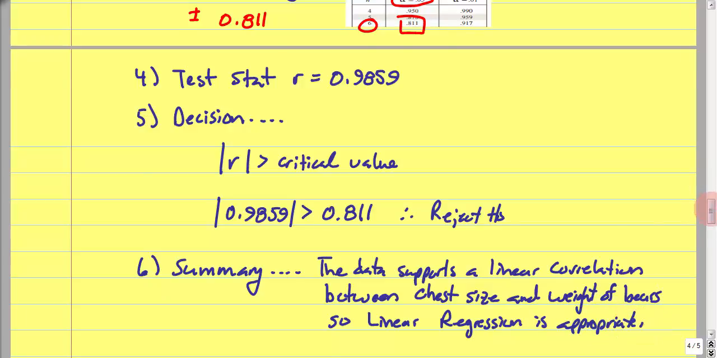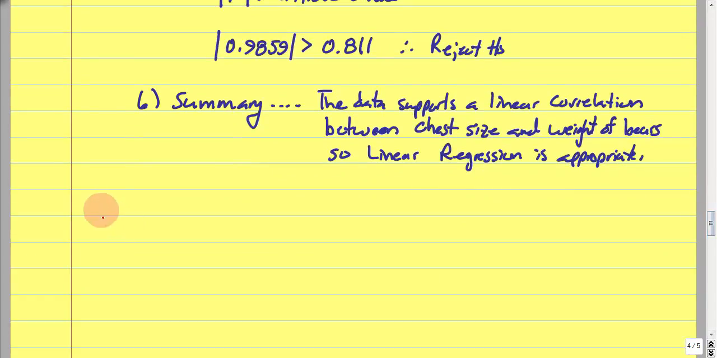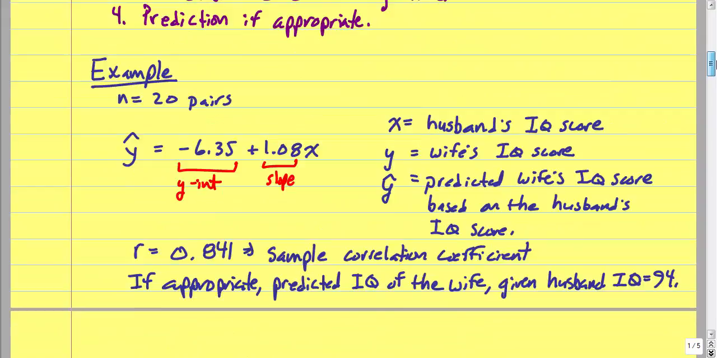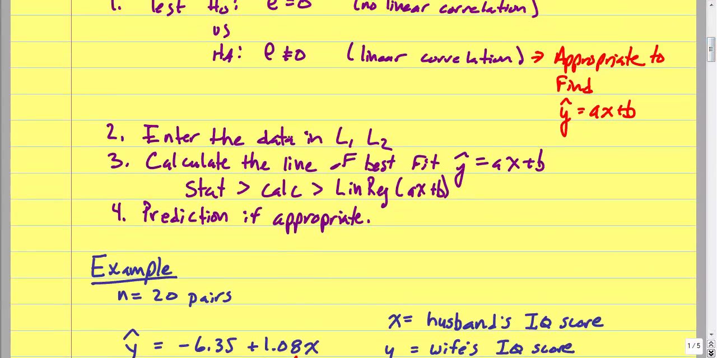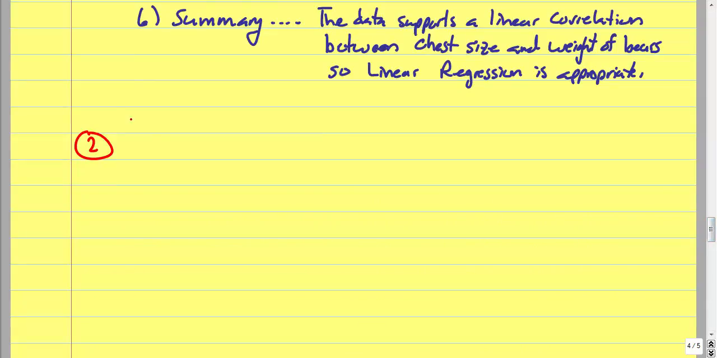Okay, so now we know linear regression is appropriate. So this was my first step in linear regression, checking to see if there's a linear correlation. Step 2 is to go ahead and enter the data, which we did. After we get done with step 2, let's scroll up to the top again and check out our steps. So enter the data, we have that. Calculate the line of best fit, and then do any prediction that's being asked. So enter L1 and L2, which we did. And we already entered this because we had to use these values to find our correlation coefficient for my hypothesis test.